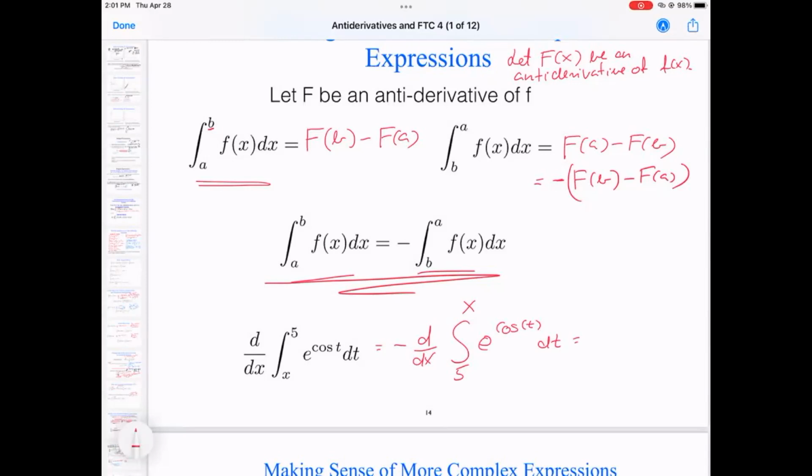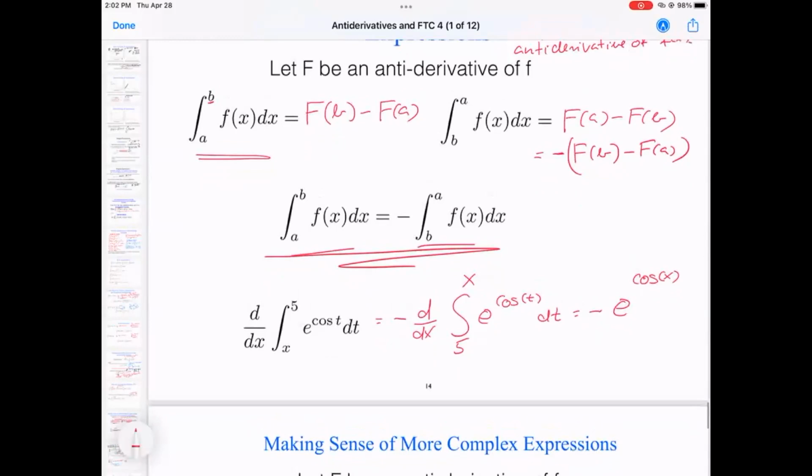What's the derivative of this function? The derivative of the accumulation function, due to this rate function, from 5 till x. So the derivative is e to the cosine x, and multiply by -1. So that's going to be negative e to the cosine x. Any questions? This is the form you should remember.